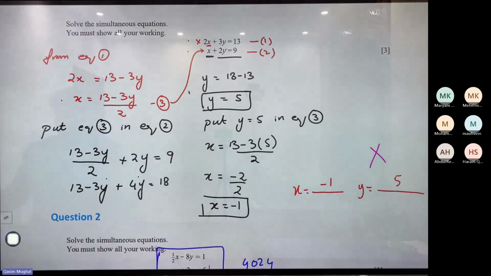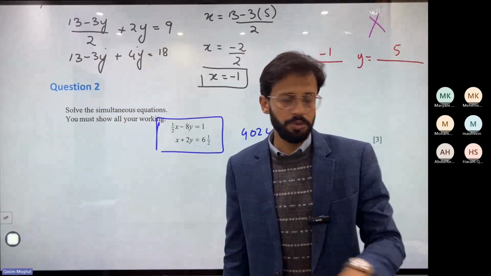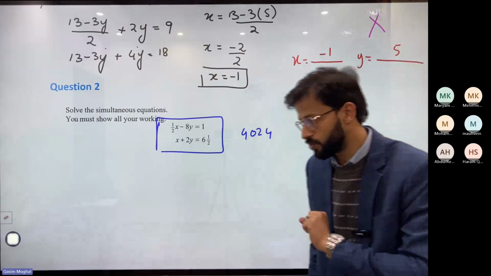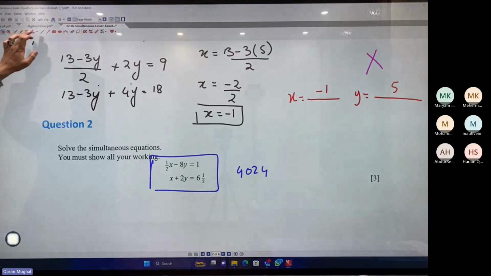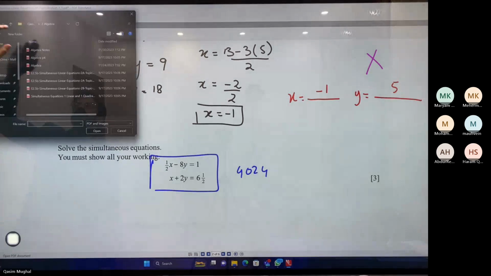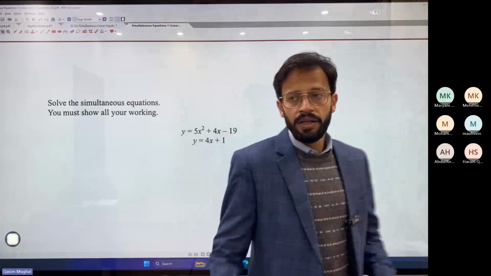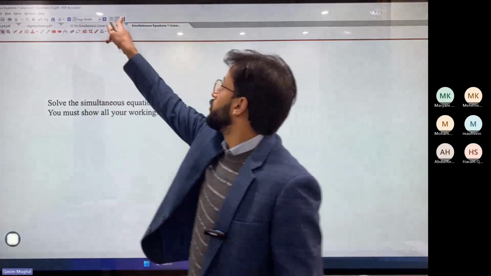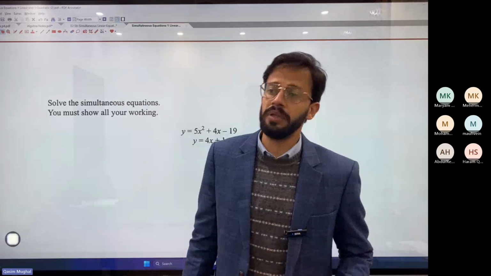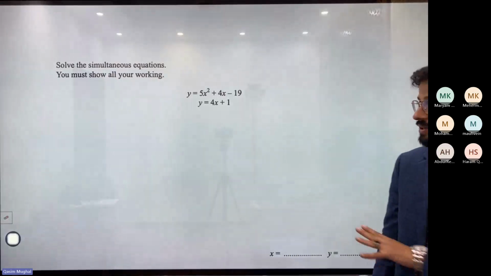ओके, चलें 4024 यू कैन कंटिन्यू विद दिस क्वेश्चन। नाउ इस पॉइंट से आगे जो मैं बताने लगा दैट इज स्पेसिफिकली फॉर 0580 स्टूडेंट्स, IGCSE स्टूडेंट्स। In your syllabus you have questions where you are supposed to solve a pair of simultaneous equations in which one is linear and the other one is quadratic. When both are linear, आप elimination method भी use कर सकते हो और substitution method भी use कर सकते हो. But when one is quadratic and the other one is linear, then you can only use substitution method. Elimination method यहाँ पे नहीं चलेगा.